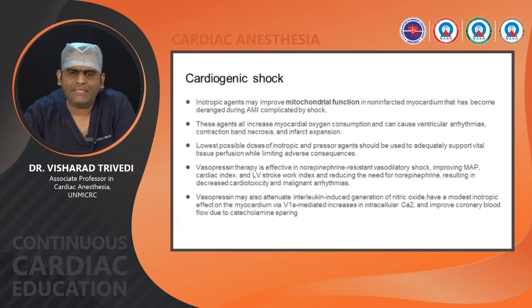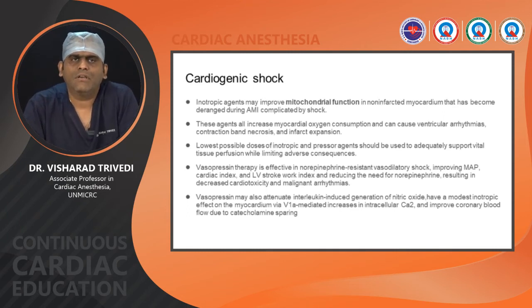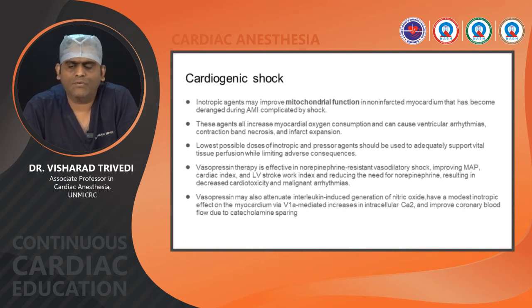So after discussing all the agents, we just look at the total, mainly three indications where you can use inotropes as a drug of choice. The first and foremost is cardiogenic shock. Because of low cardiac contractility, tissue perfusion is hampered, and so it is known as cardiogenic shock. In this case, inotropic agents are the drug of choice.